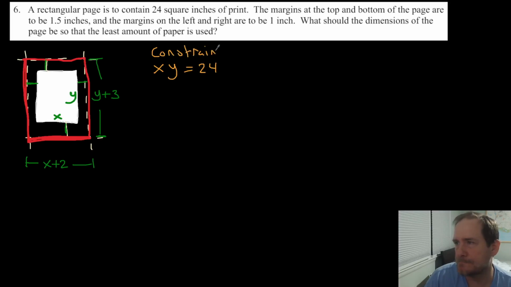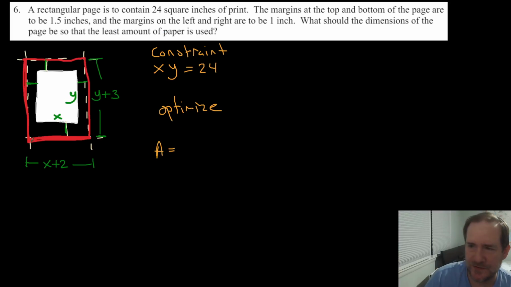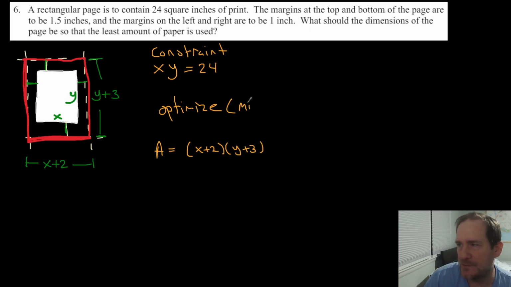And the equation that we want to optimize is the area of the piece of paper, because we want to use the least amount of paper. So the area of the piece of paper, well, area is still just length times width, but instead of x, y, those inner dimensions, we've got to use the outer dimensions. So the x plus 2 and the y plus 3. And when we say optimize here, we're trying to minimize rather than maximize.